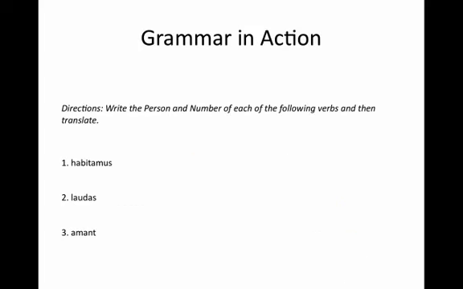Now let's practice these for a second. In front of you, you have three verbs that have been conjugated. What I would like you to do is write the person and number of each of the following verbs and translate them. Remember, the person is first person, second person, third person. So first person if you are personally involved in the action. Second person if you're talking directly to someone who's involved in the action. And third person if you're talking about a party not there and part of the action. And number is simply singular and plural. This will be a good time for you to pause the recording and take a few minutes to work on these.